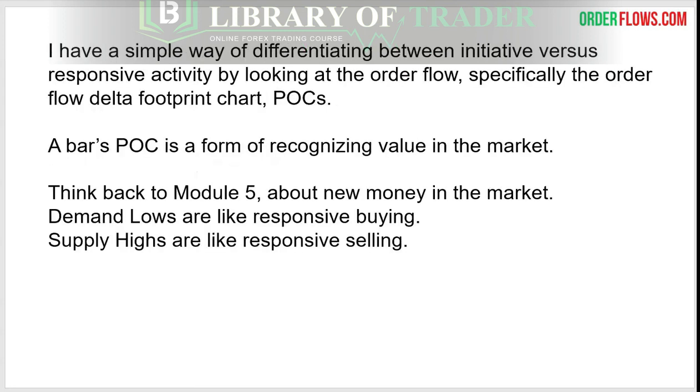Now, I have a simple way of differentiating between initiative versus responsive activity by looking at the order flow, specifically the order flow delta footprint chart points of control. A bar's point of control is a form of recognizing value in the market. People always say, well, every bar is a point of control, and sometimes it means something, sometimes it doesn't. But you also have to realize every bar has a value area, okay?